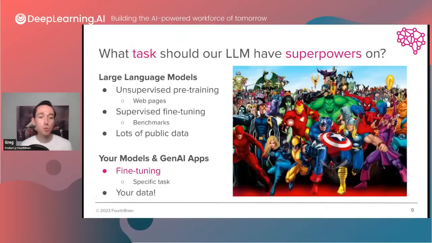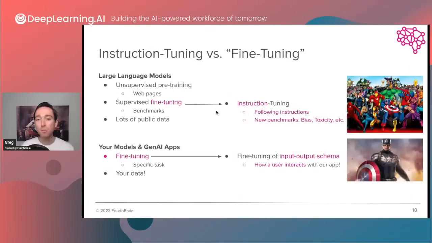Okay, so just wrapping up this idea of instruction tuning versus fine tuning before we get into it, we're really asking, what task do we want our LLM to have superpowers on? That's what this fine tuning of the input output schema when we're building apps is doing. Whereas when we're talking about supervised fine tuning done on large language models in general, that's more akin to the instruction tuning that we'll see today.